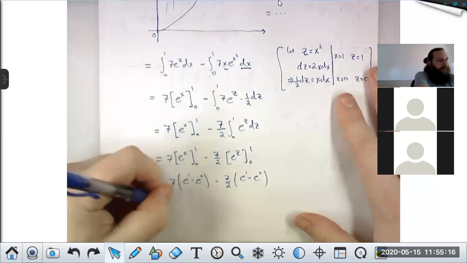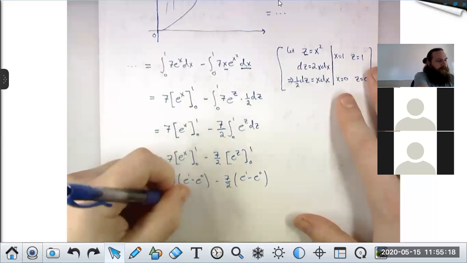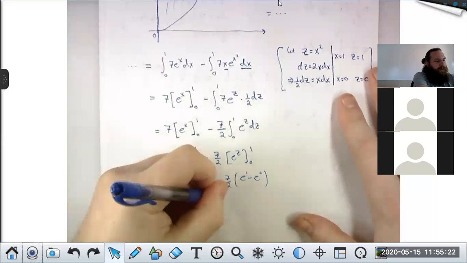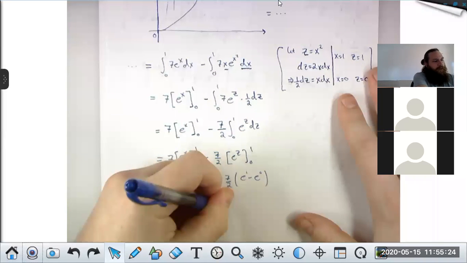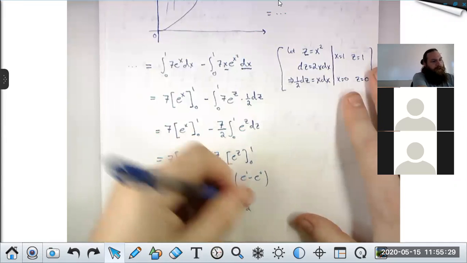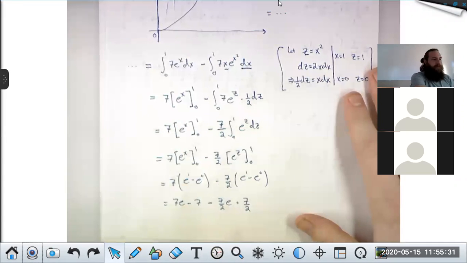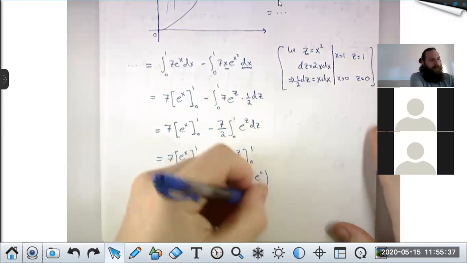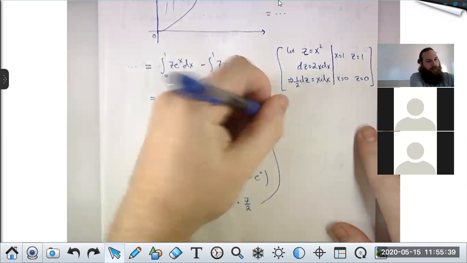So this is 7e minus 7, minus 7/2 e plus 7/2, distributing that negative. And now we can combine our like terms. I'll finish this up here.